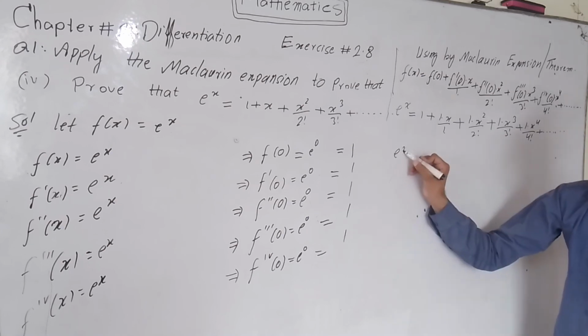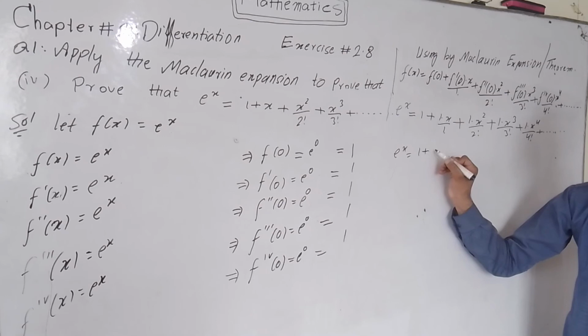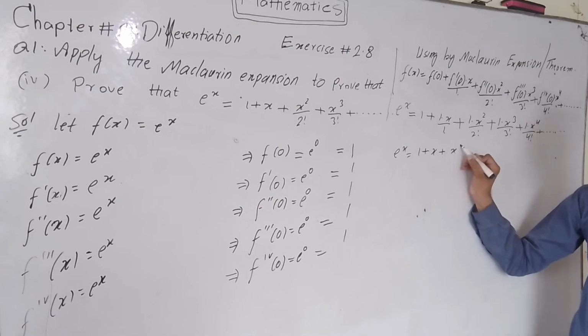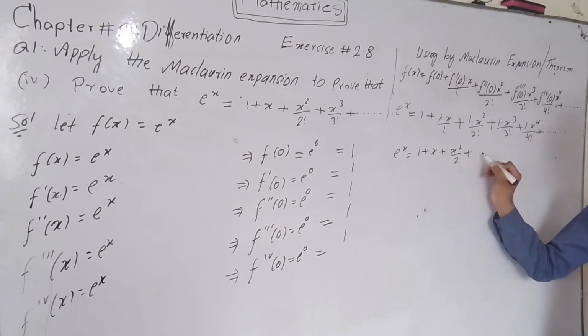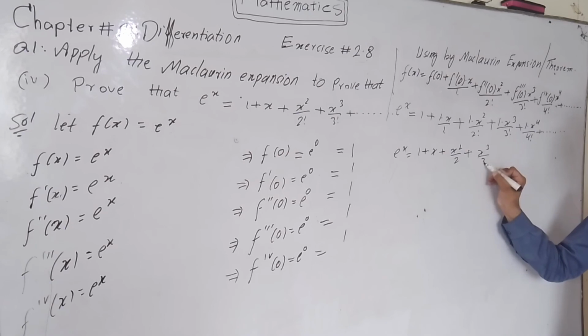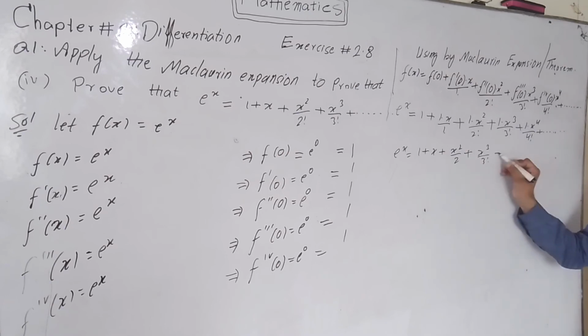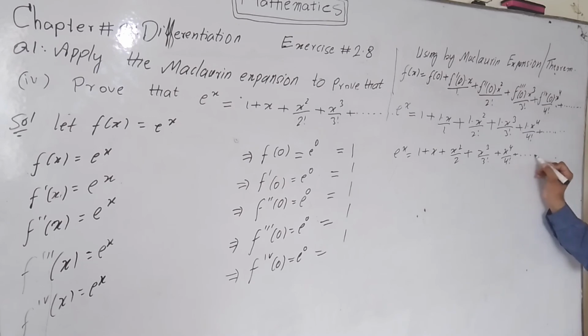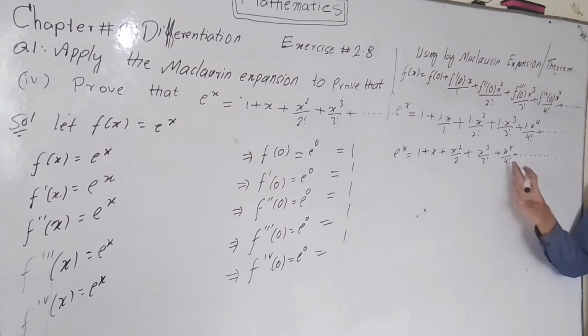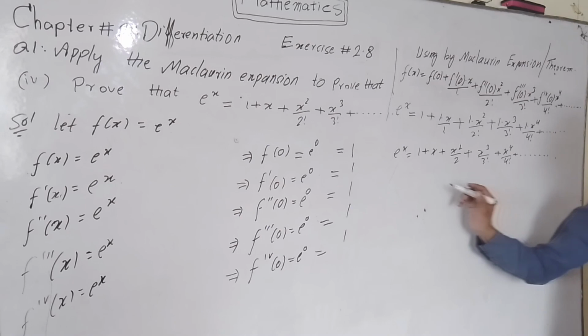e power x is equal to 1 plus x plus x square divided by 2 factorial plus x cube divided by 3 factorial plus x to the 4 divided by 4 factorial plus, and so on, which is the required proof. Hence proved.